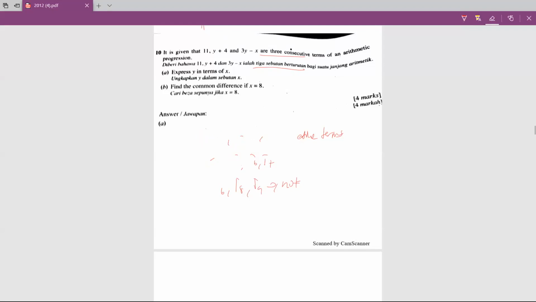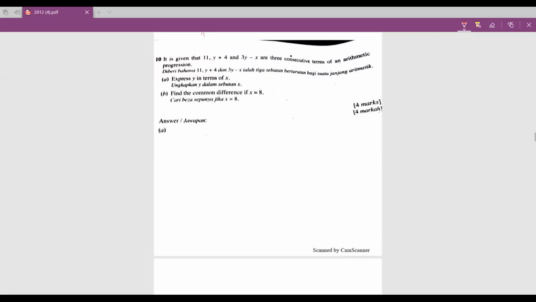Okay, another thing you have to remember is when you're doing questions regarding consecutive term, you tak boleh assume yang 11 ni ialah your first term and this is your second term and this is your third term. Tak ada. This can be your fifth term, sixth term, seventh term. Either one. It is not sure mana first term, mana second term. Itu benda yang penting yang kamu kena ingat. So sekarang kita attempt the question. Dia kata express y in terms of x. Before we do anything, we identify first and we write back everything.